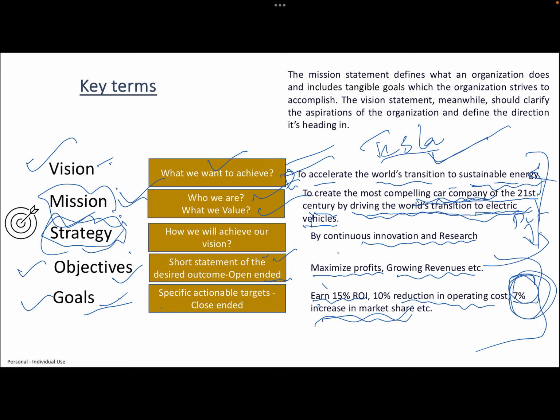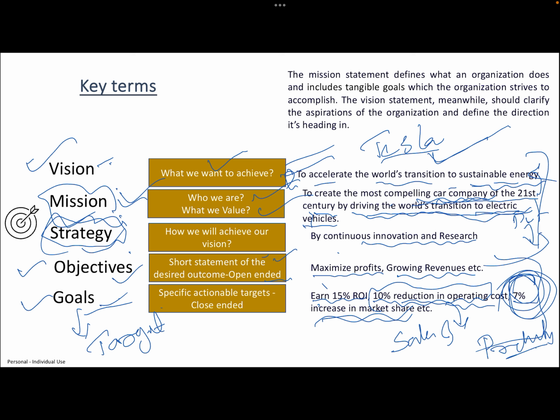So this will become your targets also for certain people. For a sales and marketing team, this will become your target. Goals will be translated into targets. 10% reduction in operating cost will become a target for the production department. Correct? So this is how the structure of vision, mission, strategy, objectives, and goals works. For any strategy formulation, setting of vision, mission, strategy, objectives, and goals are a must, because once these are there, only then can the other steps be taken care of.